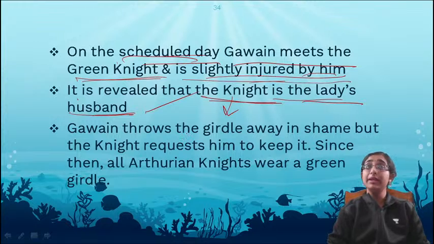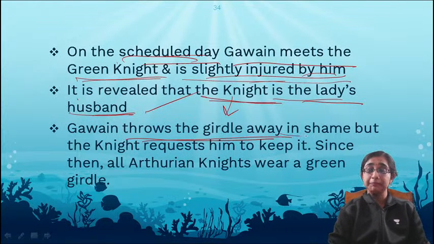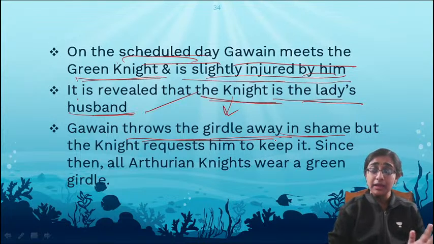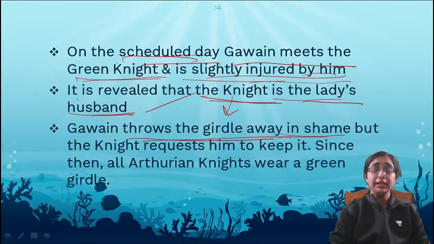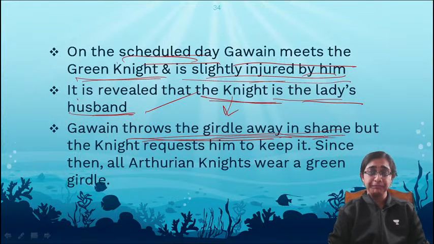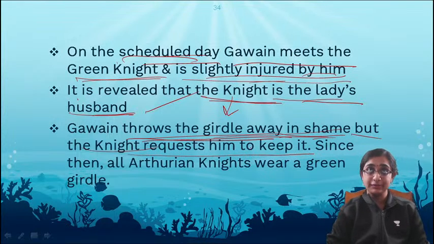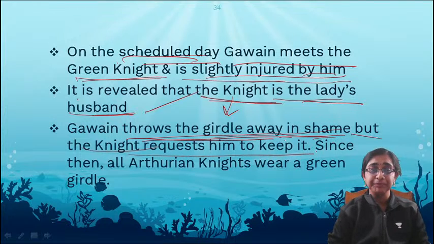So Gawain became very embarrassed. Gawain throws the girdle away in shame. He realized that he had made a mistake. He had violated his chivalric virtues. That's why he threw the girdle away in shame. But the Green Knight requests him to keep it. The Green Knight asks him, please keep the girdle, don't throw it away.